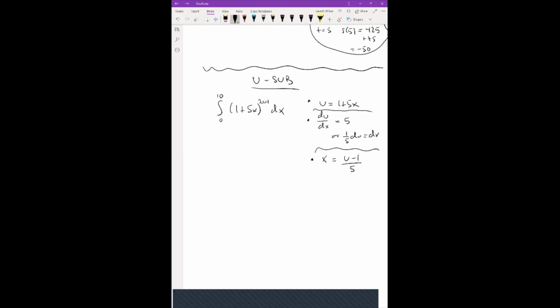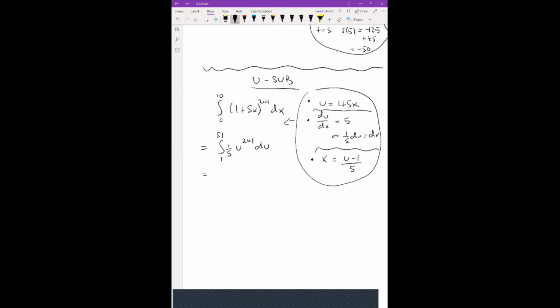And now if you substitute it in, then you get what? X ranges from 0 to 10. So U ranges from 1, if x is 0, and x is 10 to 51. 1 plus 5x is U. And dx is 1/5 du. So if I put this information into this integral, I get this. And now you are done.